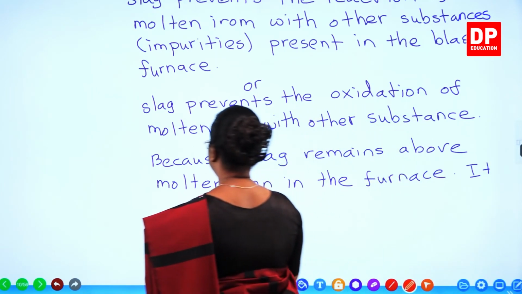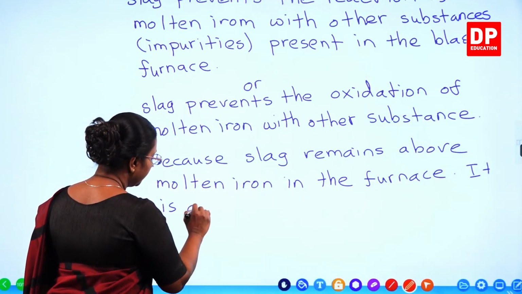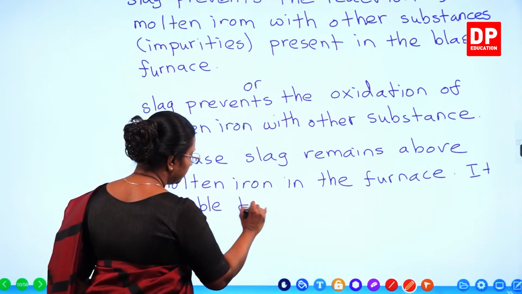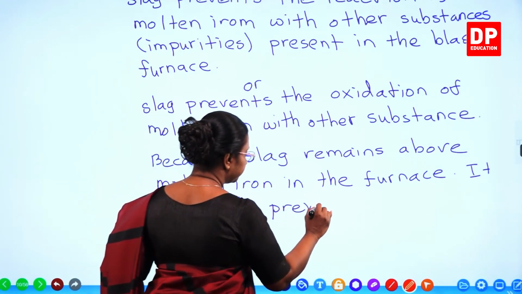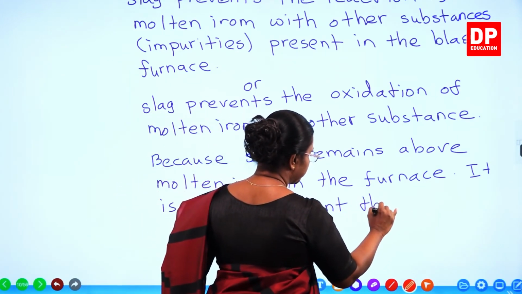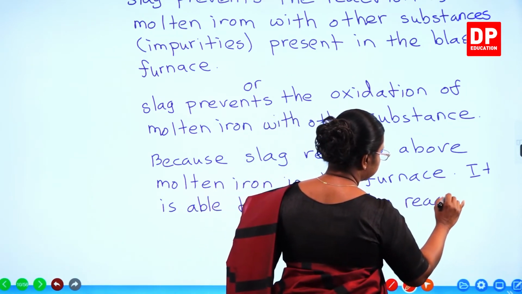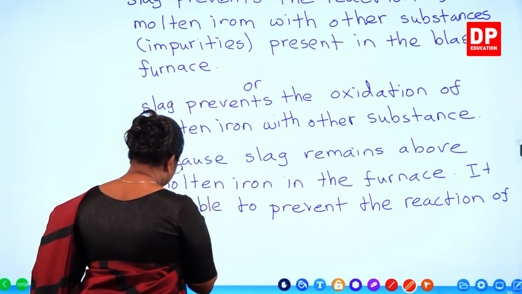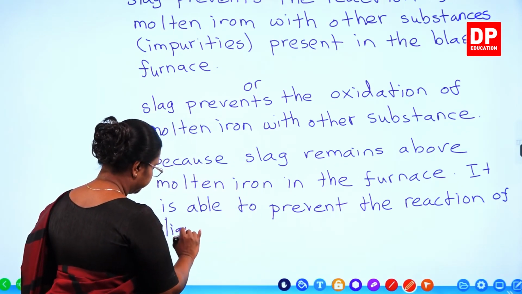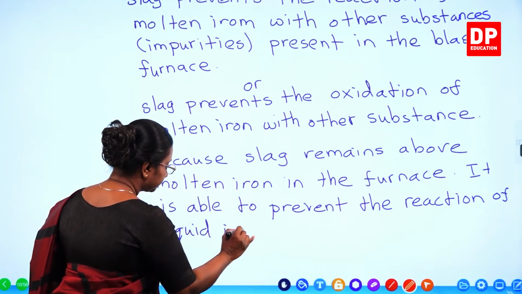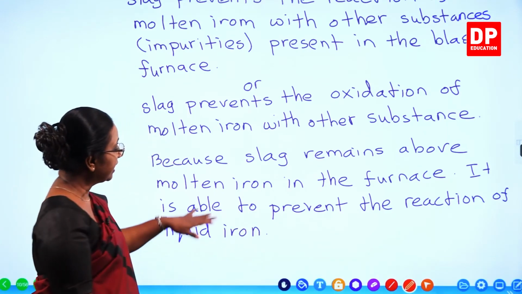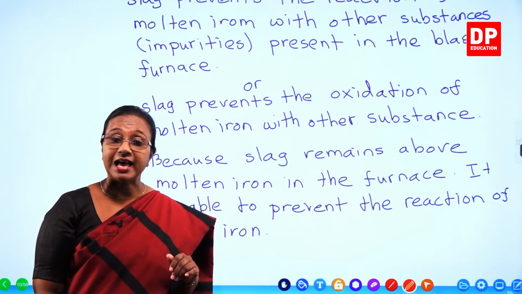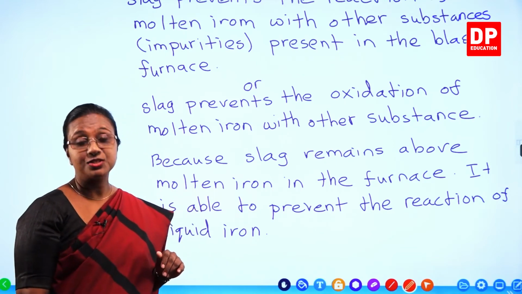It is able to prevent the reaction of iron, of liquid iron. So that is the advantage of slag being in the blast furnace.